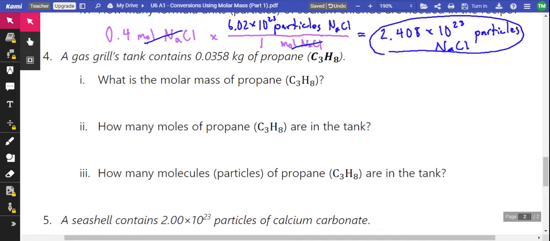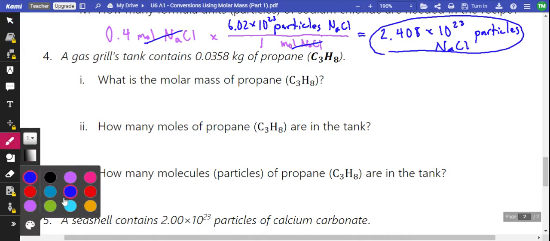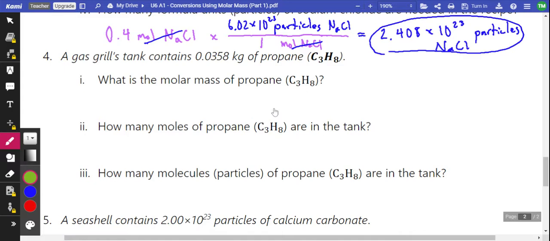A grill's gas tank contains 0.0358 kilograms of propane, and we have our formula for propane there, C3H8. First they ask, what is the molar mass of propane? So I've got to add up the mass of 3 carbons and 8 hydrogens. So 3 times the molar mass of carbon plus 8 times the molar mass of hydrogen.